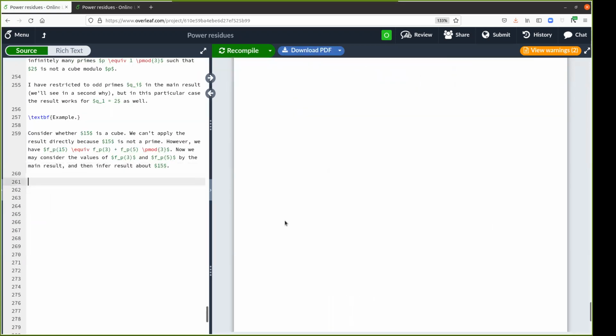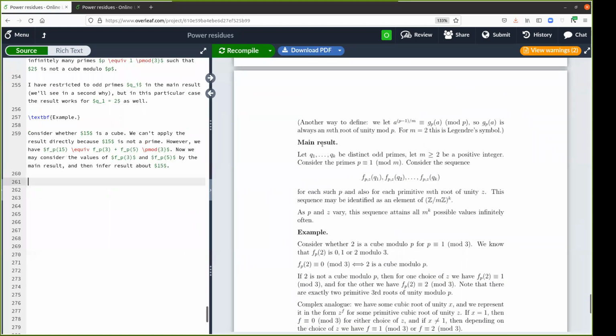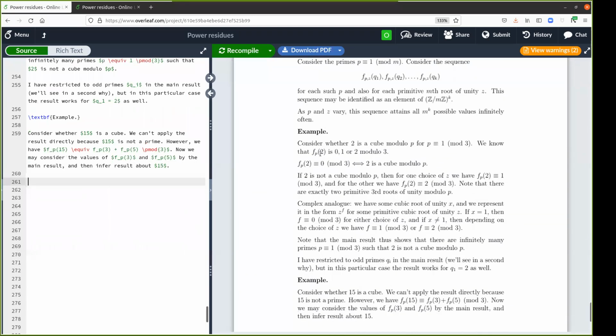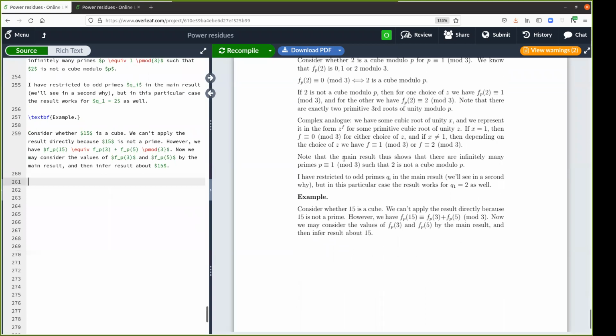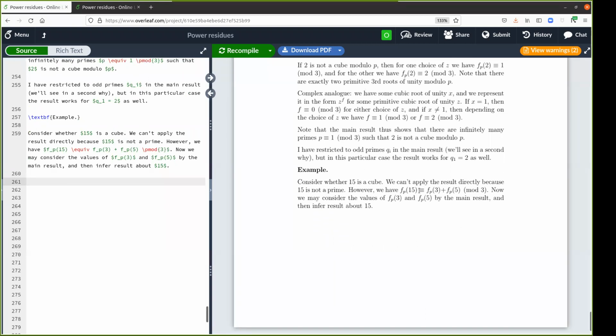And then note that the fact that we have considered just primes here is not a problem because by the multiplicativity property of the FP function, we can always decompose the problem into primes and then go back after applying the main result.